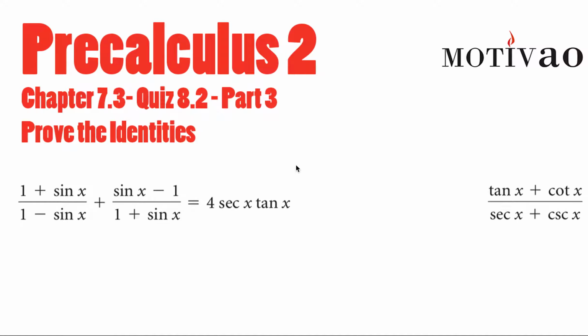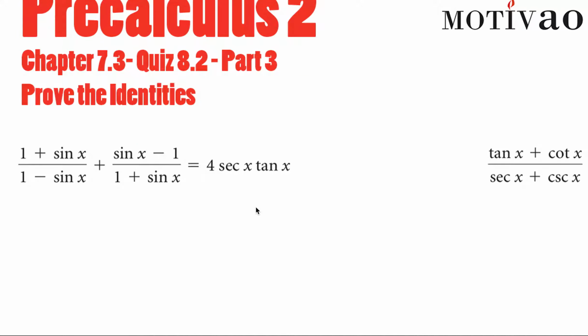So in this video, we're going to do the same, proving the identities. I'm just adding new examples to the quiz 8.2. So let's start with this one. It says 1 plus sine of x over 1 minus sine of x plus sine of x minus 1 over 1 plus sine of x equals 4 secant of x tangent of x. I like these problems because they show how diverse these trigonometric identities can be.